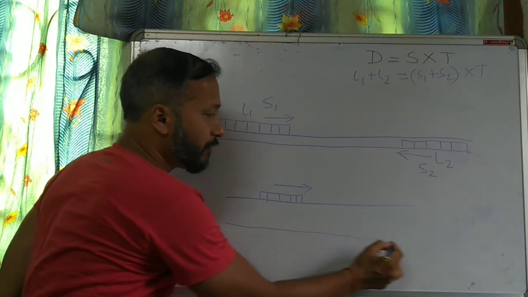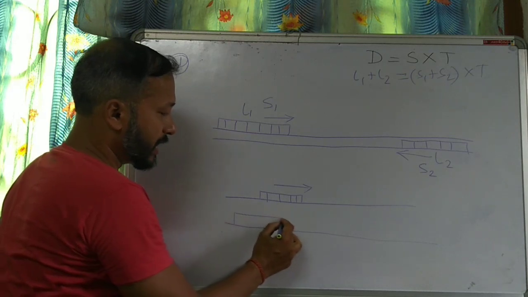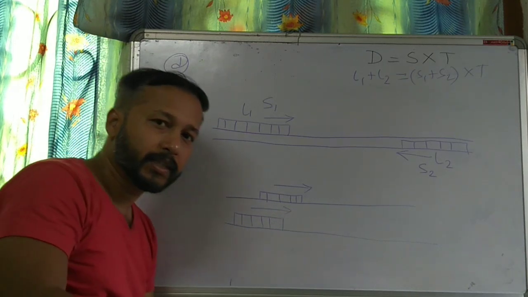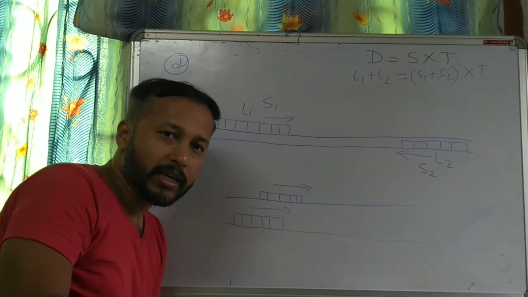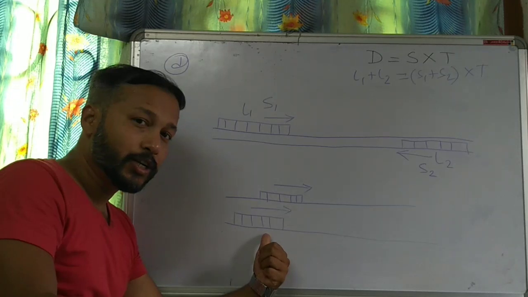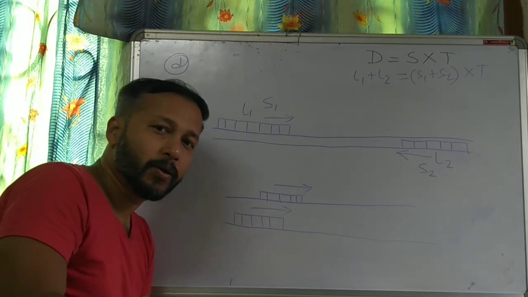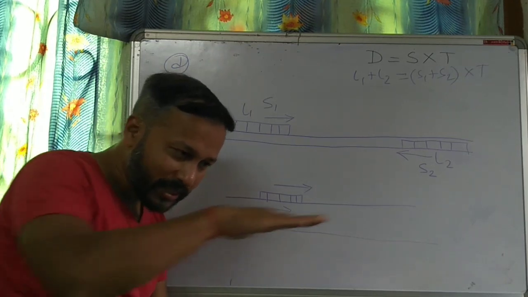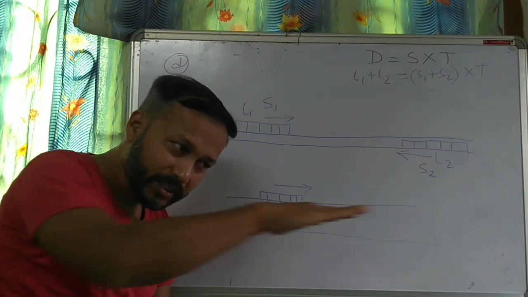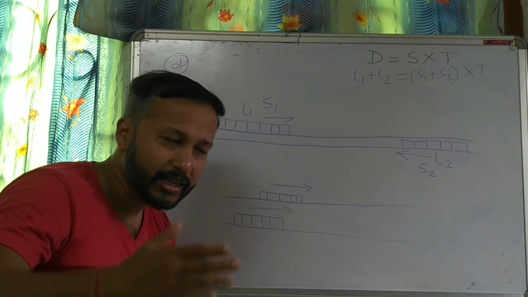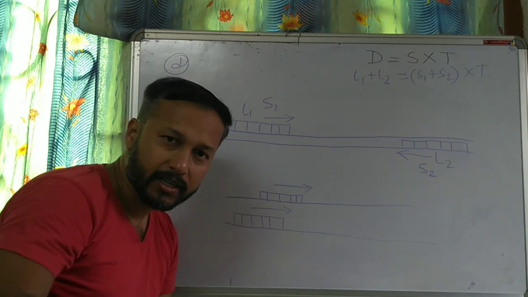This is another railway track. This is another train. That is also going in this direction. Now if I ask you how much time is required for this train to cross this train, both the trains are moving. Correct? The first train is also going this direction, the second train is also going this direction. Now how much time is required for the second train to cross the first train?